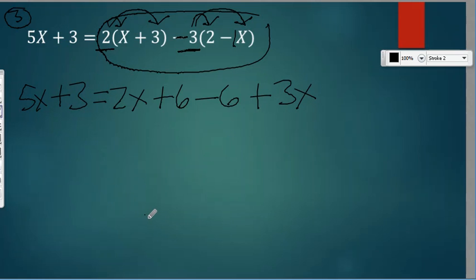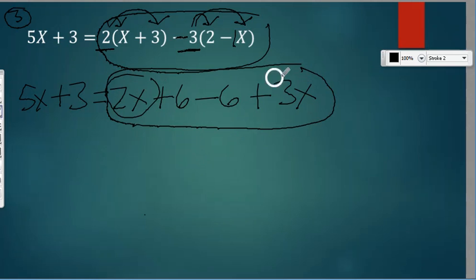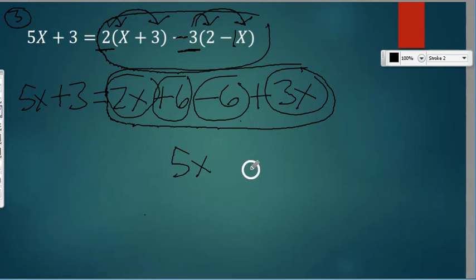5x plus 3 equals 2x plus 6 minus 6 plus 3x. Okay, you guys can see that we can still simplify on this right side. And we can combine the 2x and the 3x. That would give us 5x. We can combine the positive 6 and the -6, and that would give us 0. So now on the left side, we have 5x plus 3 equal to, on the right side, we have 5x.